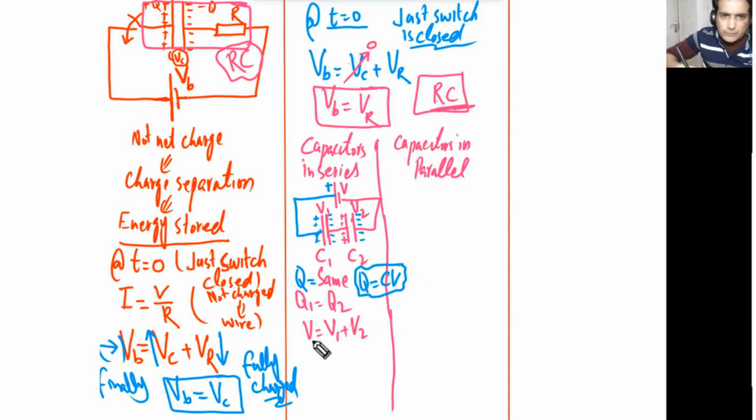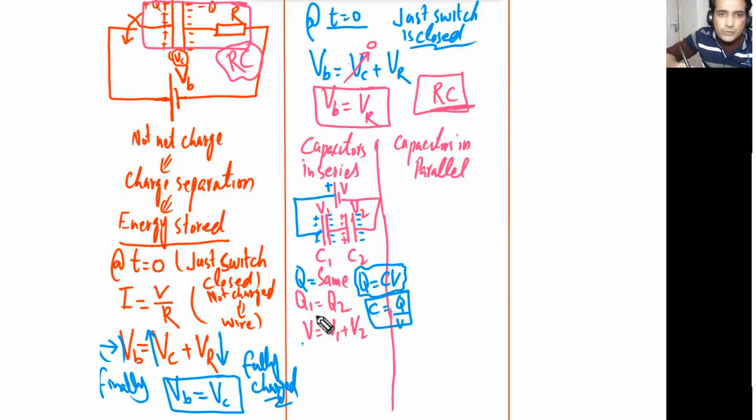Now if we need to calculate C, we can rearrange this formula. We can replace these two capacitors with one capacitor. So we can write down the C from here, which will be equal to Q over V. So the C is equal to Q over V.